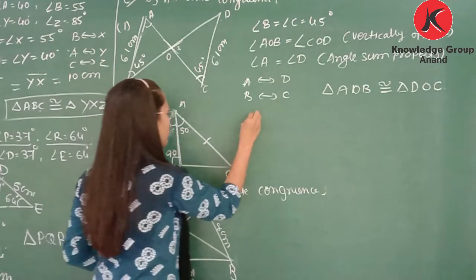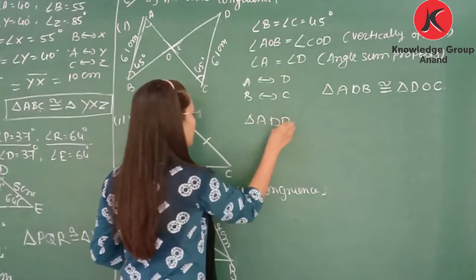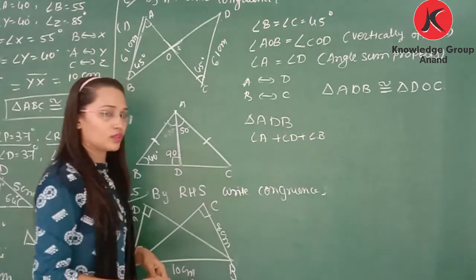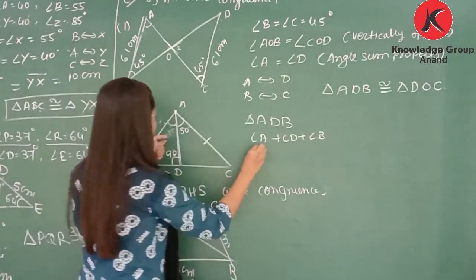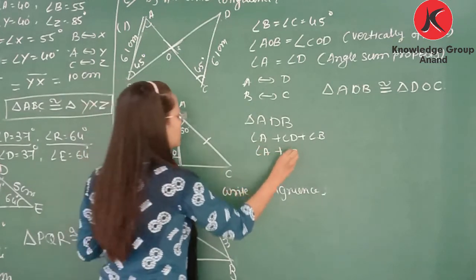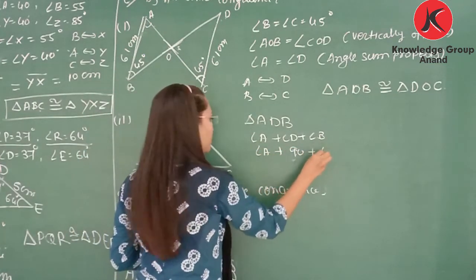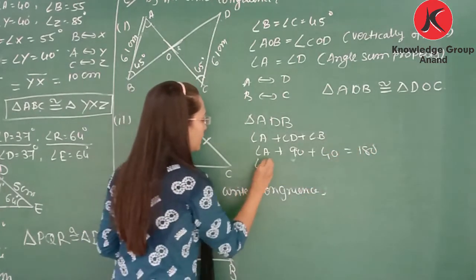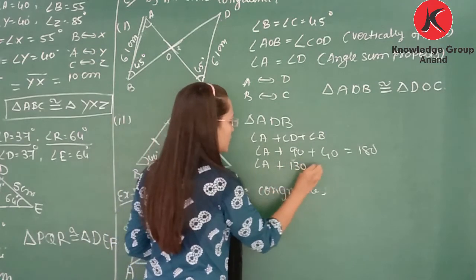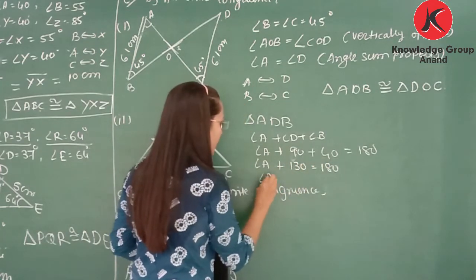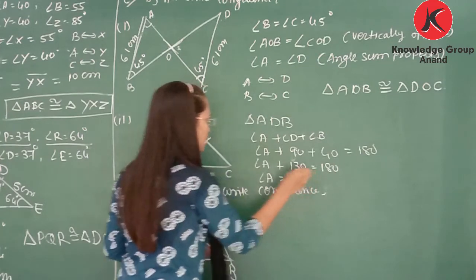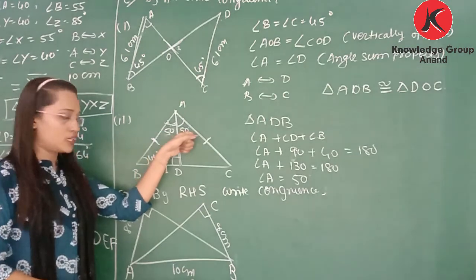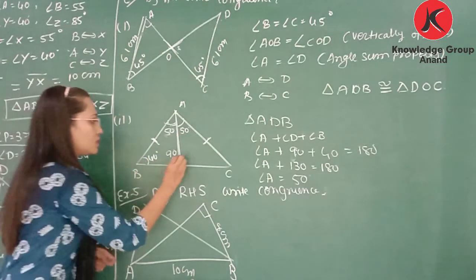Let's find angle A in triangle ABD. Angle A plus angle D plus angle B is equal to 180. Now here angle A is not given, angle D is given as 90 degrees, and angle B is 40 degrees. So angle A plus 130 is equal to 180. So angle A is equal to 180 minus 130, which is 50 degrees. So this is 50 degrees. Now we get that these two angles are equal, and this angle is also equal.